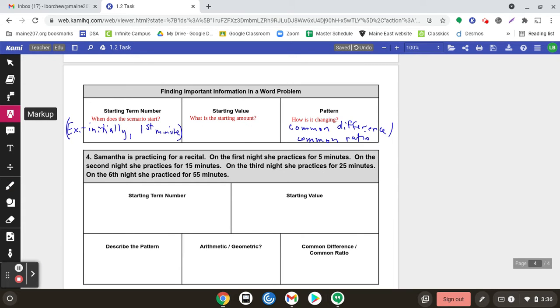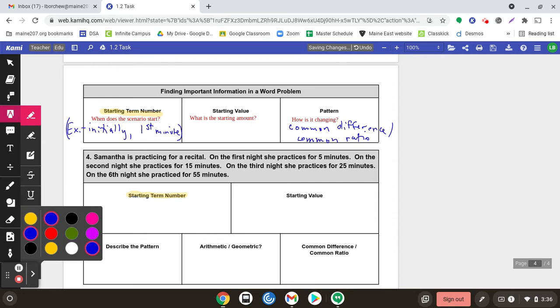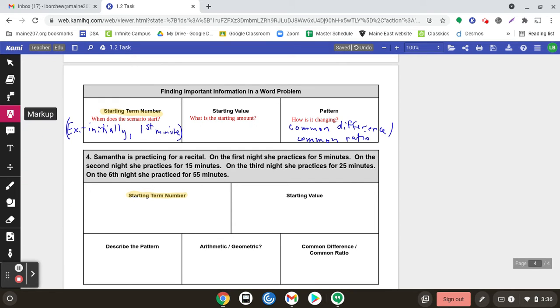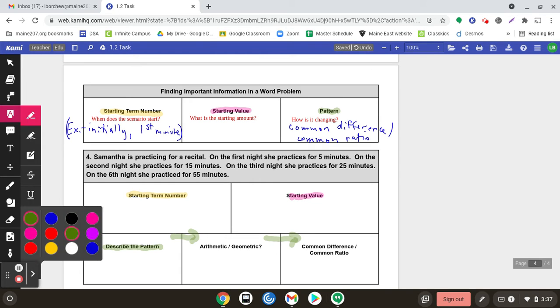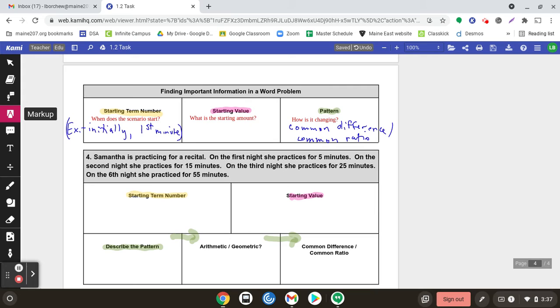I am going to highlight starting term number in yellow. I am going to highlight starting value in pink. And I am going to highlight pattern in green. And we know once we have our pattern, that leads to, is this sequence arithmetic or geometric? And therefore, does it have a common difference or common ratio? So let's begin with starting term number.